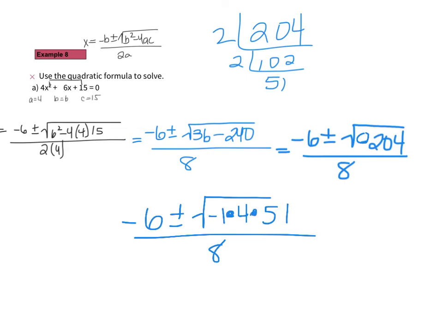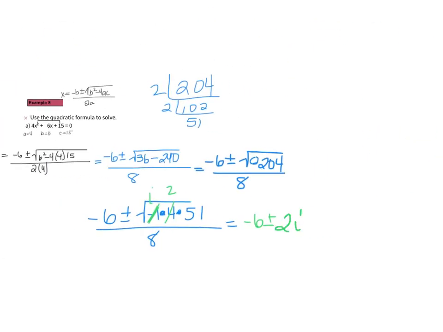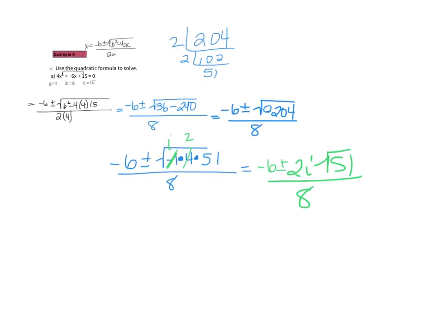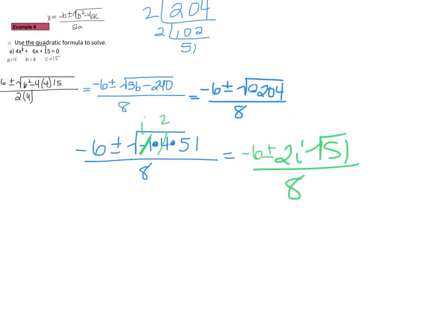So when I simplify this a little more, I'm going to take out this negative 1. What is the square root of negative 1? i. And what is the square root of 4? So I have negative 6 plus or minus 2i root 51 over 8. We okay?